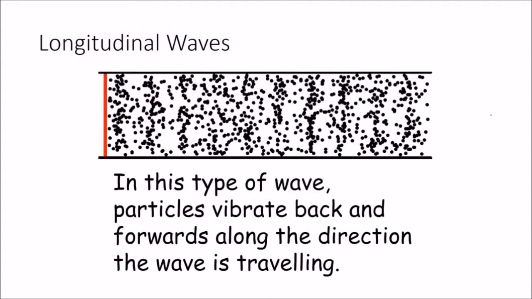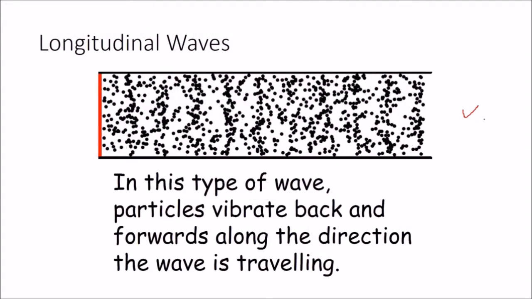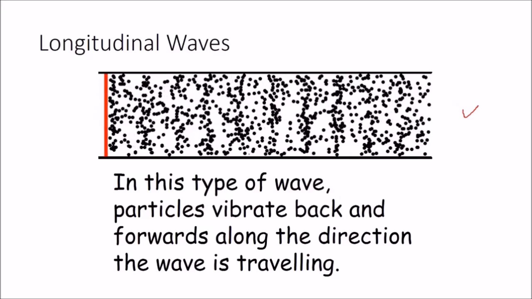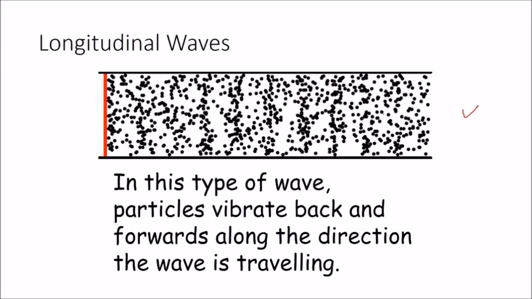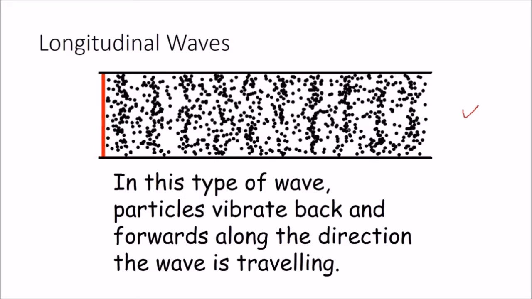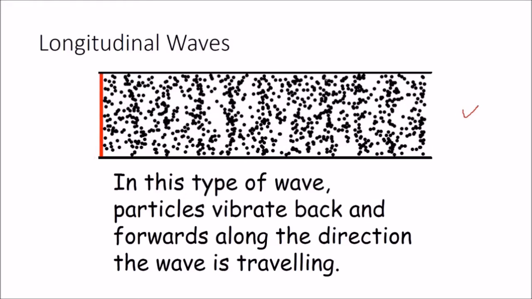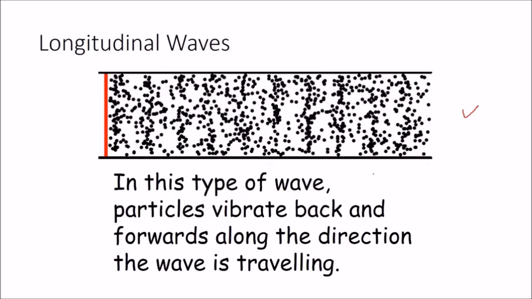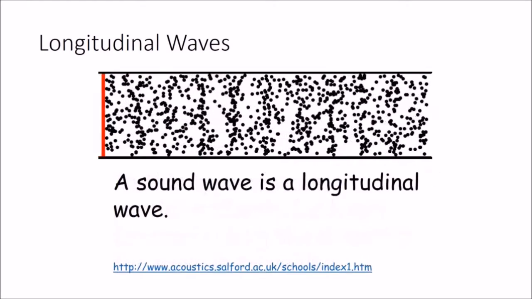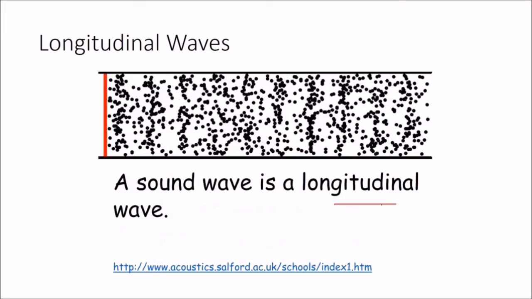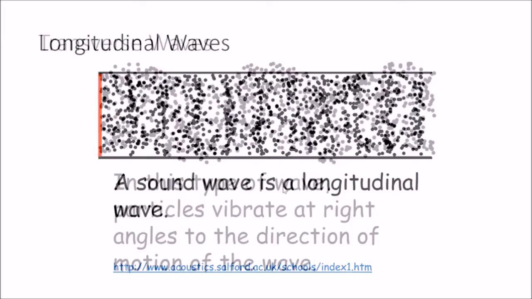So these are the longitudinal waves. In this type of wave, particles vibrate back and forward along the direction the wave is traveling. So this is how it is seen. This is a longitudinal wave. A sound wave is a longitudinal wave.